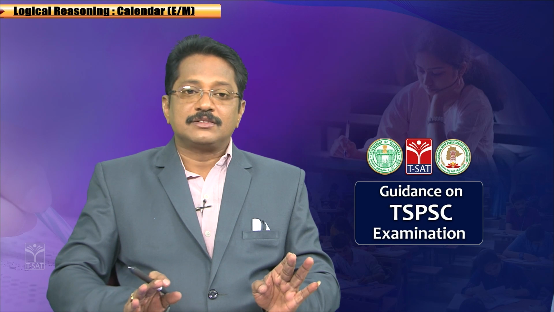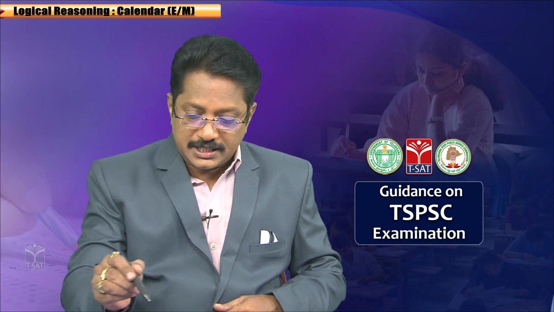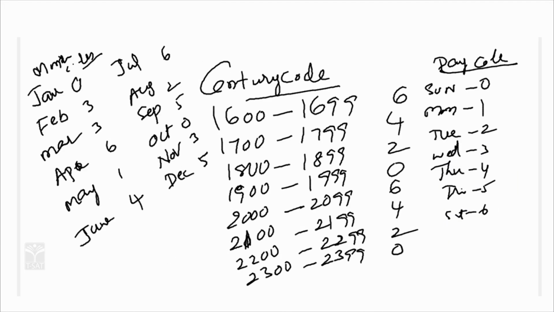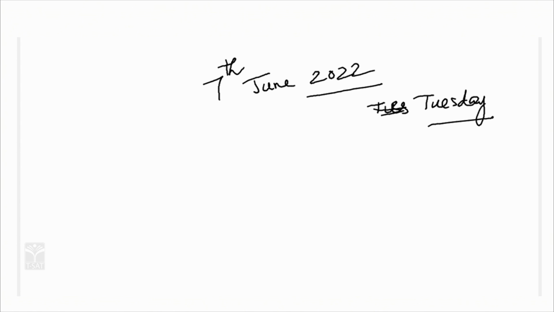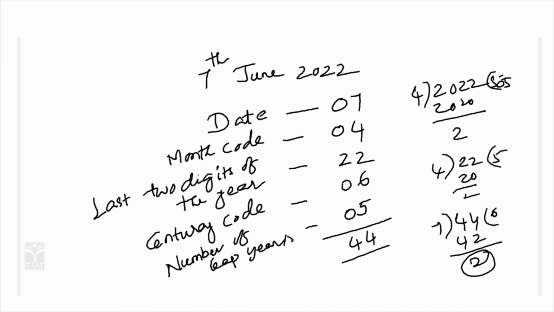Does everyone agree with this one? Today is already Tuesday. Now, if you have any doubt, check it. Already previously what we have done, show it. This one, the previous one. 7th June 2022 is Tuesday. Clear? In this manner, you can calculate what day it is.